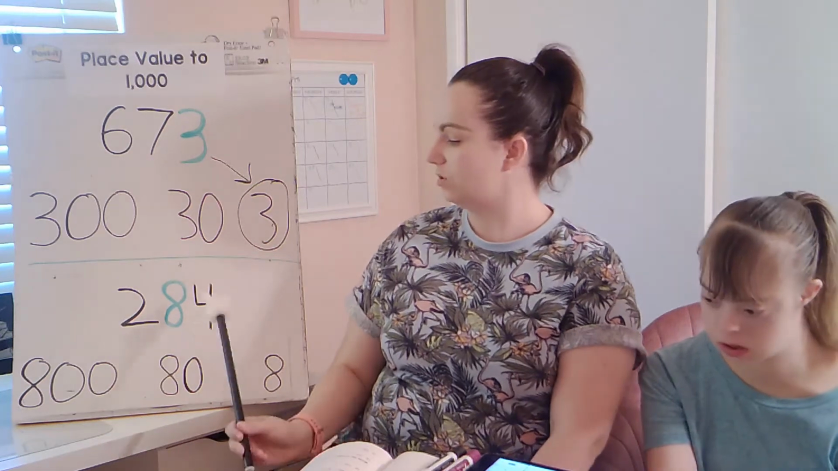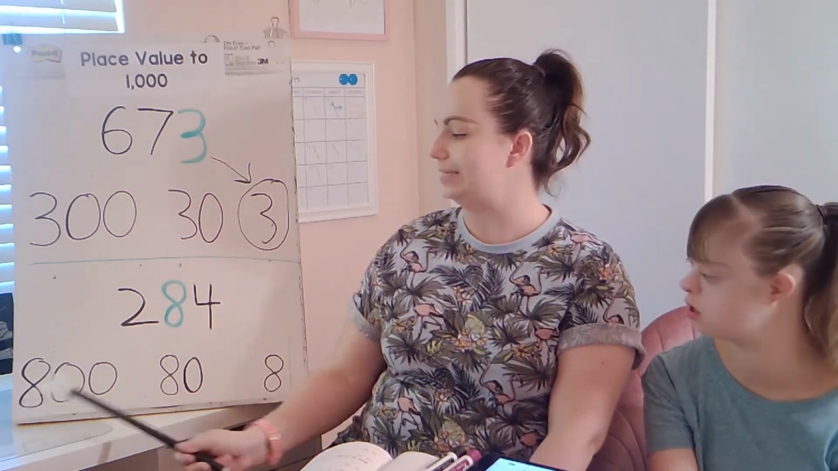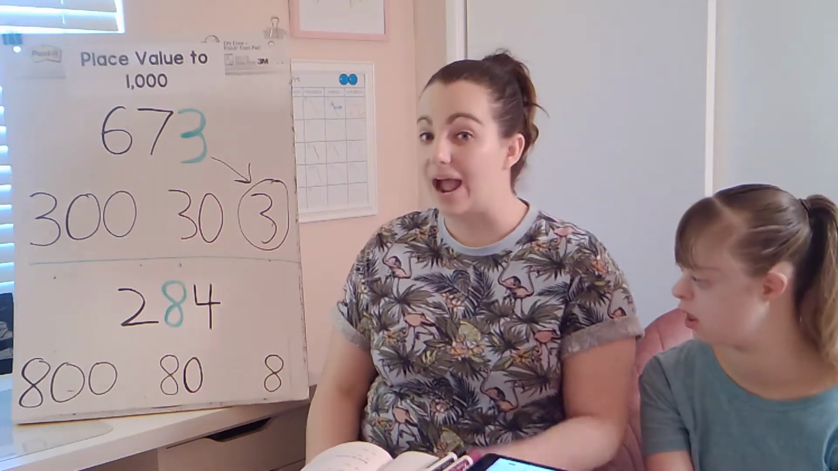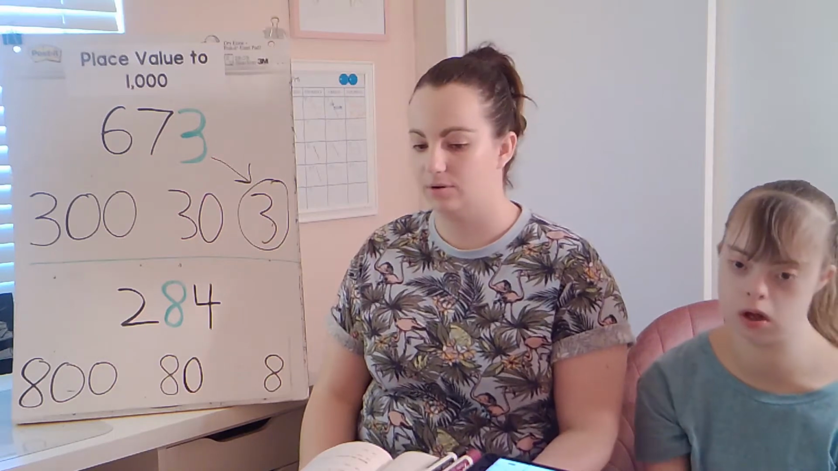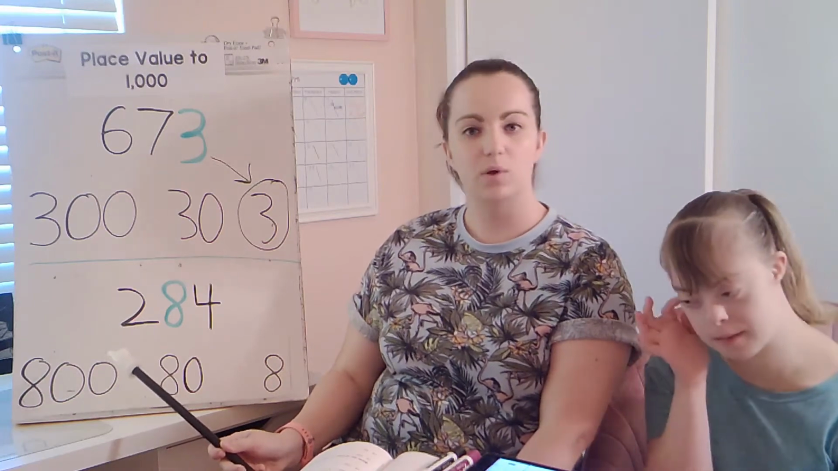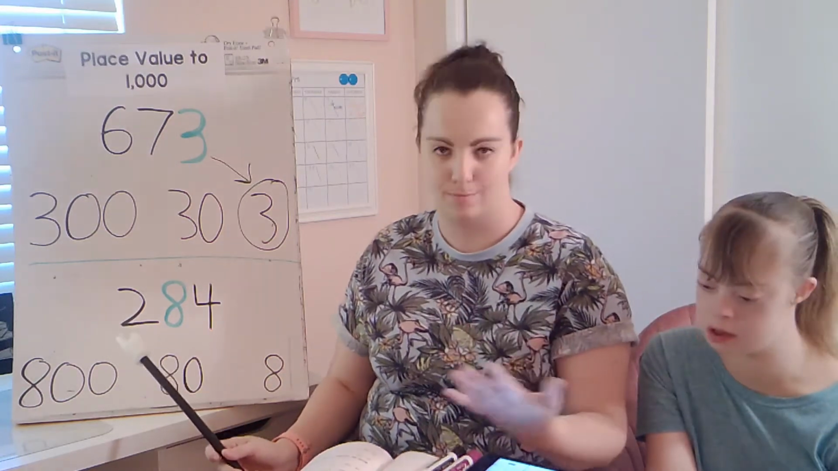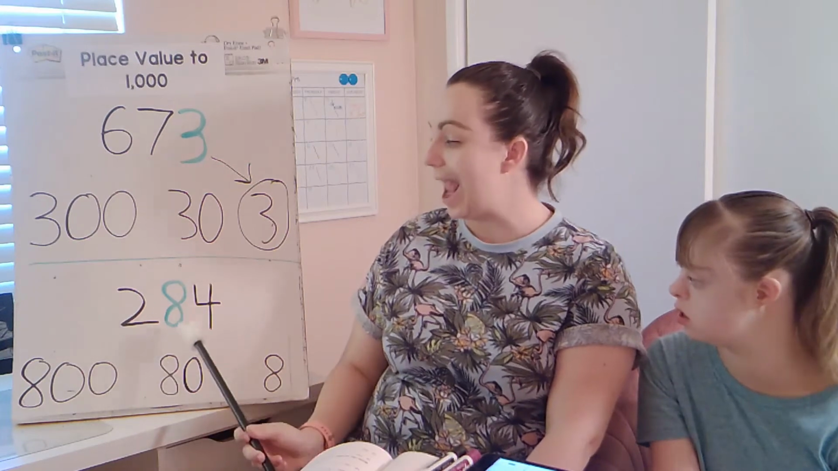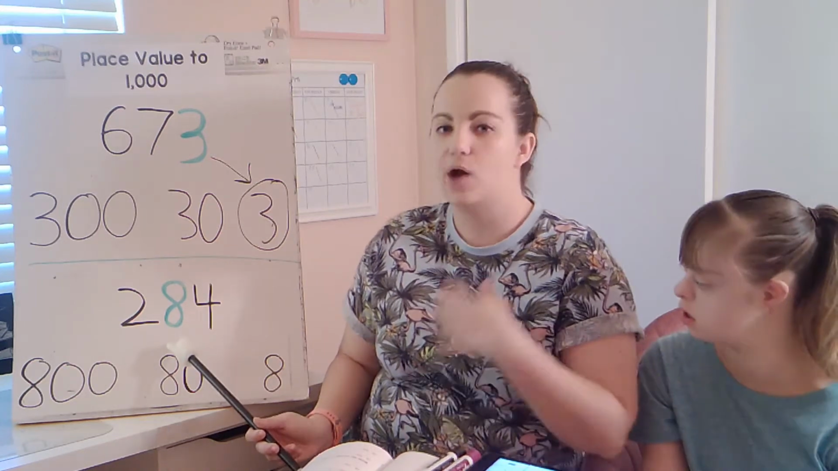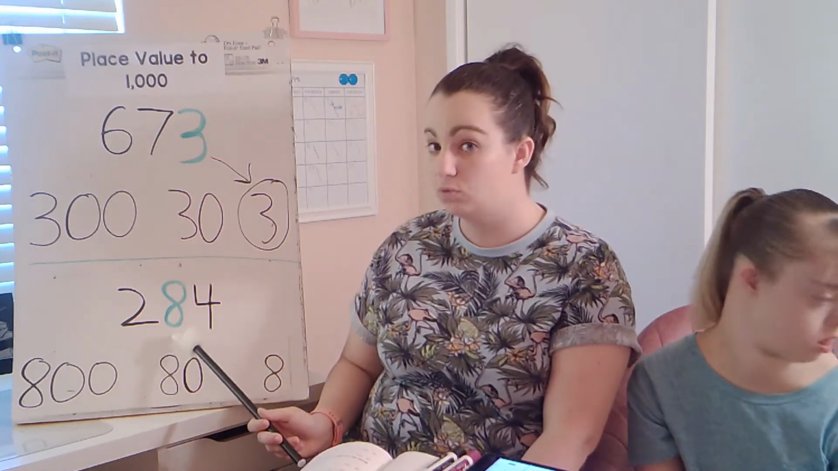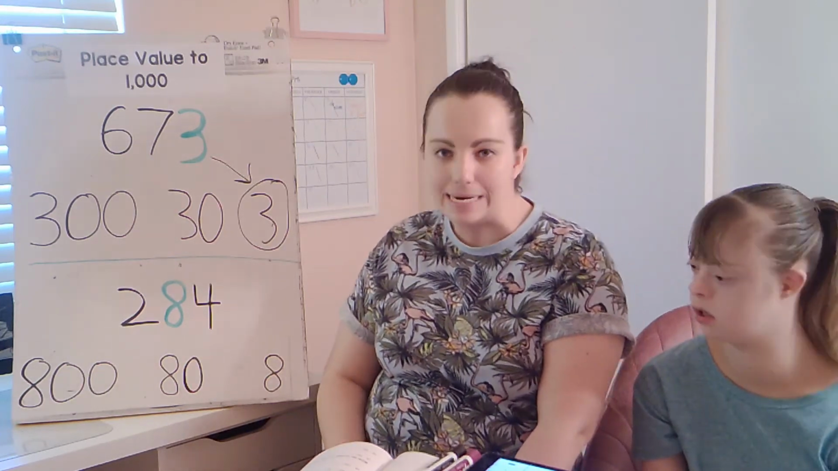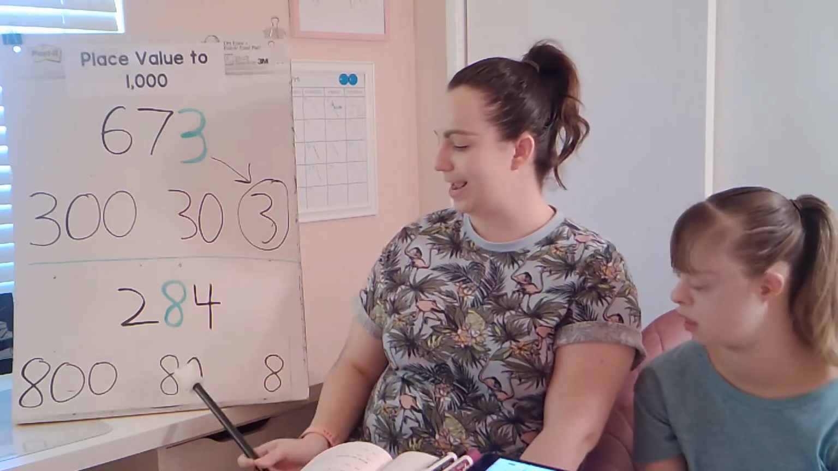We need to circle if 8 has the value of 800, 80, or 8. We have a lot of tools to help us figure this out. One of them is thinking about how we read the number. When we read the number, it's 284. 80. Even how we read the number tells us the value of that digit. So of these numbers, which one is 80? 800, 80, or 8?